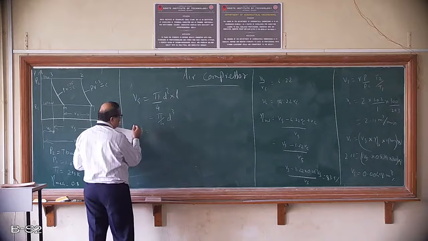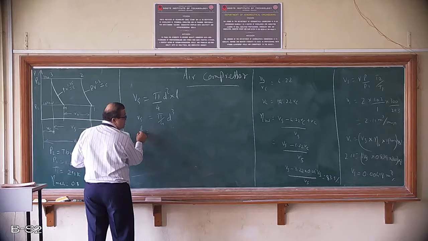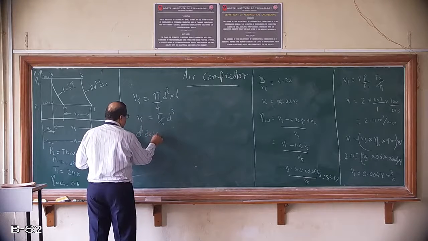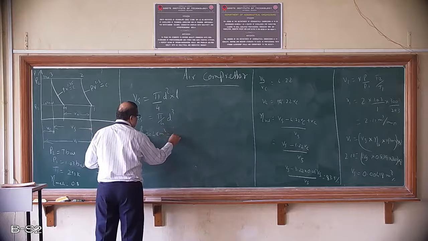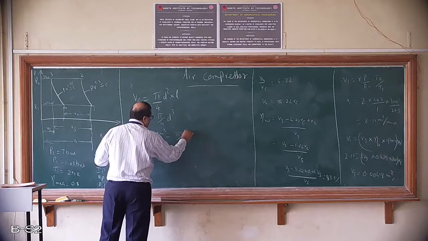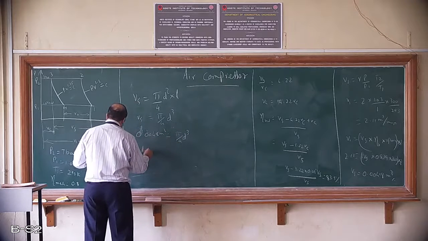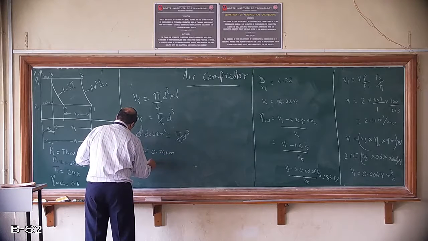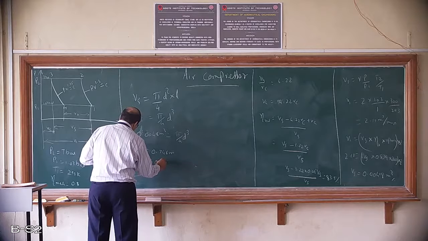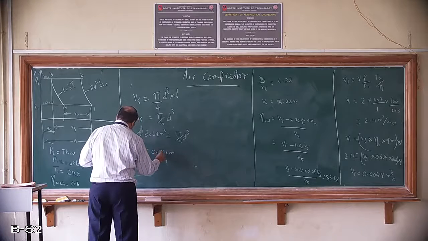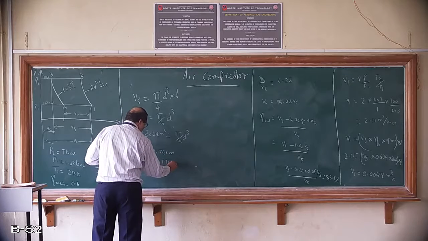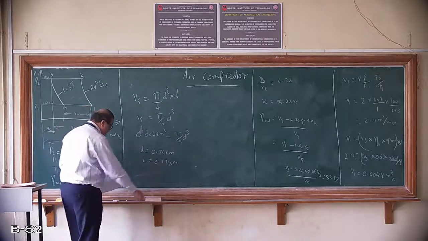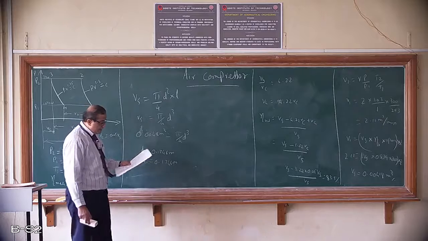Vs is how much? Vs is 0.00418 meter cube, which is equal to pi by 4 d cube. So d is equal to 0.1746 meter, and L is equal to 0.1746 meter because L is equal to d. Now once we know this, we can calculate work done.